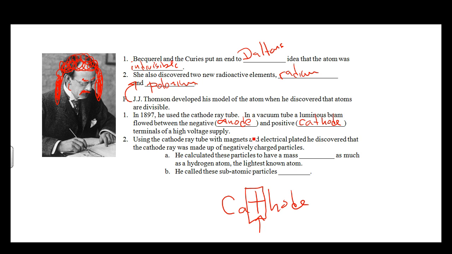He discovered that the cathode ray was made up of negatively charged particles. He calculated these particles to have a mass 1/2000th as much as a hydrogen atom, the lightest known atom. He called these subatomic particles electrons. So now we're cooking. J.J. Thompson is going to come up with a model that includes the atom and now the electron, which comes from the atom. Next video we'll go into that in a lot of detail.